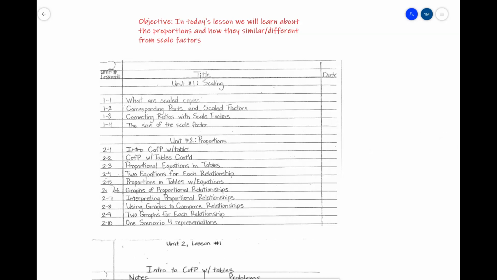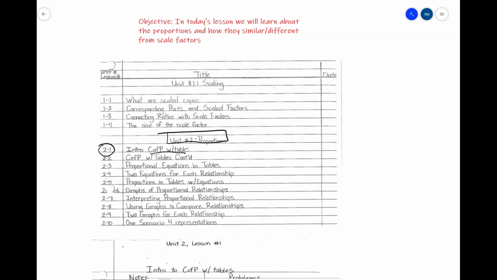So this week we're going to be starting with the topic of proportions. Today is going to be our first lesson. That means that if you don't have your math notebook, please go ahead and get your math notebook and turn to the table of contents. We are going to be looking at Unit 2, Lesson Number 1, Intro to Constant of Proportions with Tables.